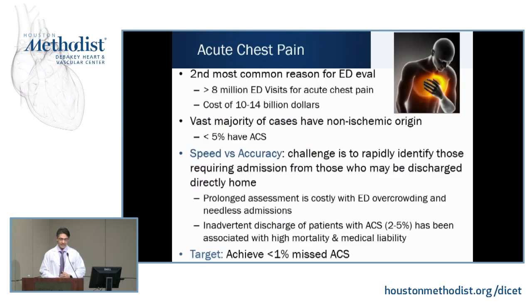So acute chest pain turns out to be a very, very common cause for people presenting to the emergency department. Turns out to be the second most common cause. Lots of visits all throughout the country with a cost of almost $10 to $14 billion. What's so interesting about this is the vast majority turn out not to have ischemic origin chest pain. And in fact, only less than 5% of patients actually have something real.